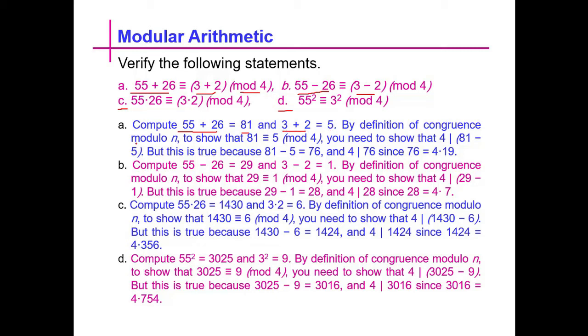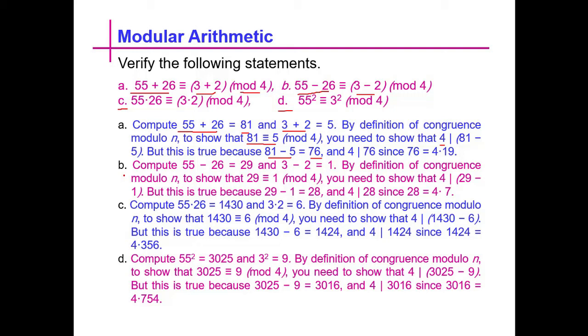By the definition of congruence modulo n, to show that 81 is congruent to 5 mod 4, what we need to do is to check that 4 divides 81 minus 5, and we see here that 81 minus 5 is equal to 76, which is divisible by 4.